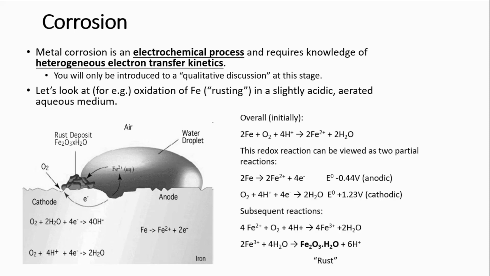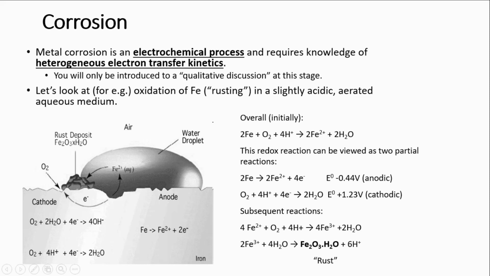Now, overall, initially, what you have is solid iron, as seen here in the first equation on our lower right-hand corner. Iron reacting with oxygen, and the solid iron is converted to iron 2 plus, and the oxygen in the presence of hydrogen ions gets converted to water. Now, this redox reaction can be viewed as two partial reactions. So let's break it down and look at it in pieces.